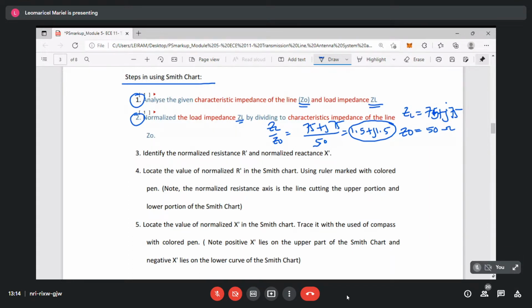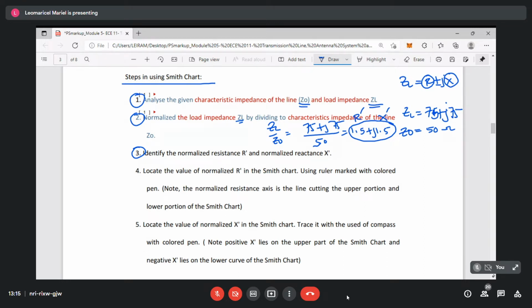Okay. Then, after mo ma-normalize yun, identify the normalized resistance and normalized reactance. So, kanina yung given natin ay ZL, di ba? Ang ZL will be R plus or minus JX. Ito yung ating resistance and that is the reactance. Kapag na-normalize natin yun, makukuha na natin yung ating normalized resistance, yung R prime, at saka yung X prime. So, in this example, the normalized resistance now is 1.5 and the normalized reactance is 1.5. Do you follow?